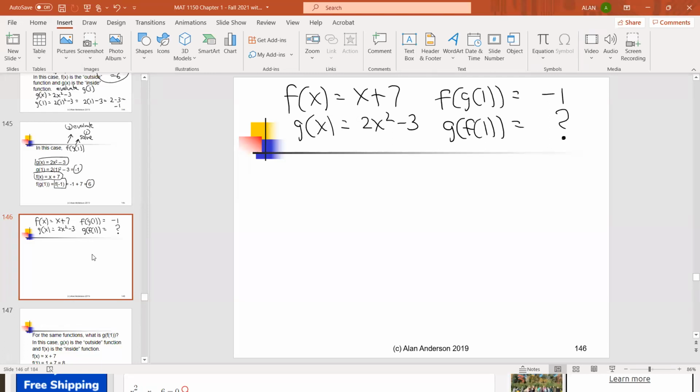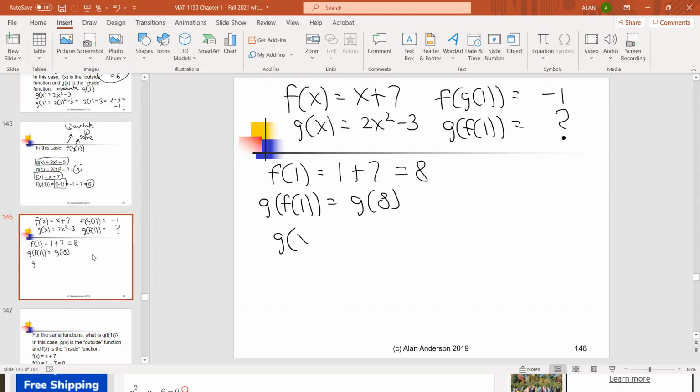All right, now I don't know the answer either. So let's see, what would you do? Let's start with f of 1. That's 1 plus 7. And remember, all we're doing is replacing all the x's in f of x with a 1. So therefore, g of f of 1 is nothing but g of 8. So go back to g and just replace all the x's with 8's.